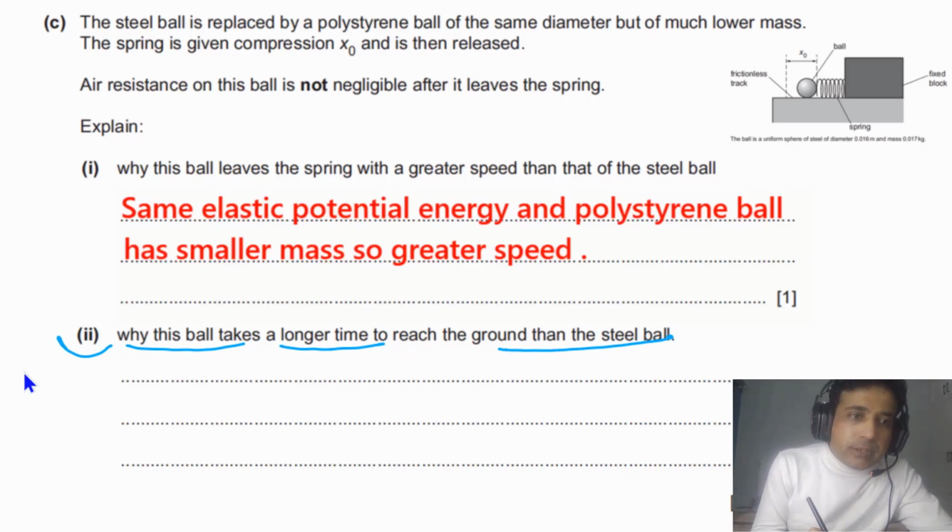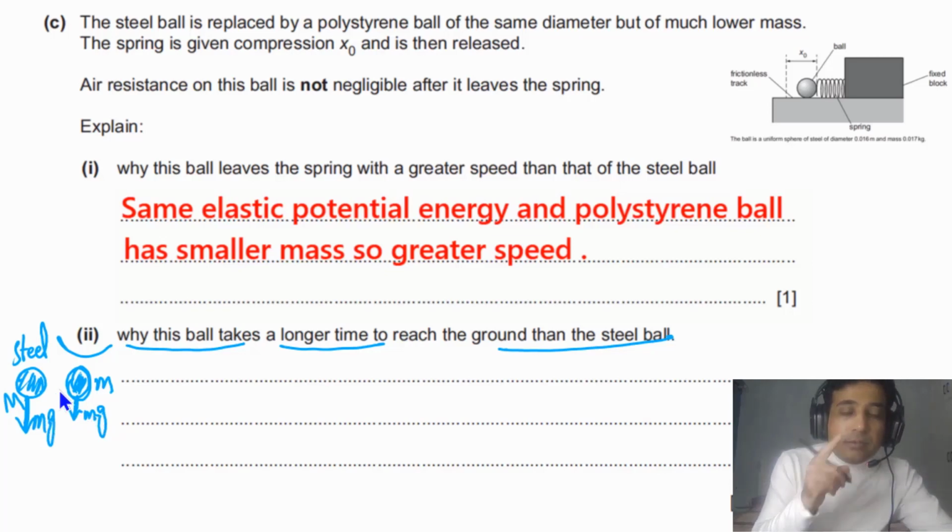In this case, it is given to us that the steel ball has a greater mass, so we can say this one is the steel ball. Let's say the mass of the steel ball is capital M, and the mass of the polystyrene ball is small m. So the initial force acting on the steel ball is equal to its weight, capital Mg, and the initial force acting on this one is small mg, and this force is lower than the force on the steel ball.